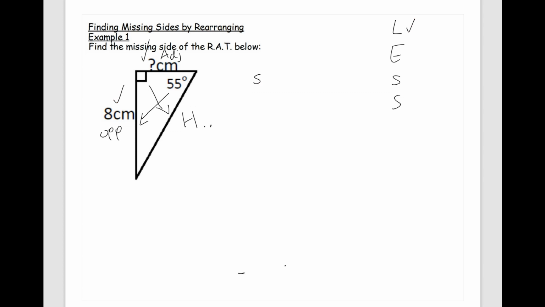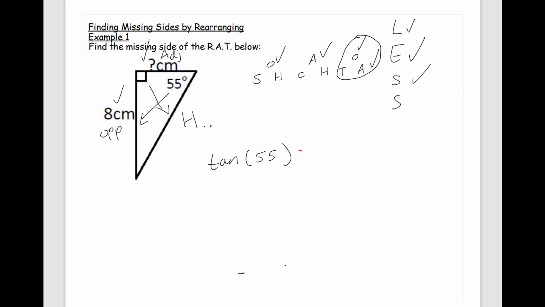So first of all, let me write down SOHCAHTOA. Now we have the adjacent, so I'm ticking off the A's, and we have the opposite, so I'll tick off the O's. Tan has been ticked twice, so we need to use tan. So tan of 55 equals the opposite, which is 8, over the adjacent, which I don't know, so I'll just call that A.